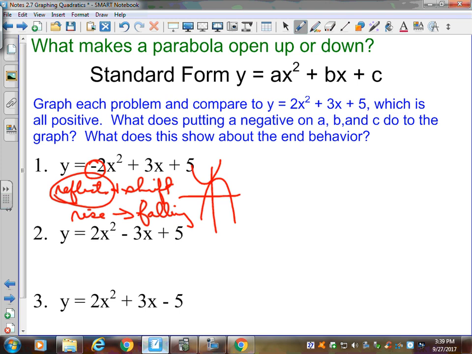So we could say that it shifts to the right if I put a negative there.